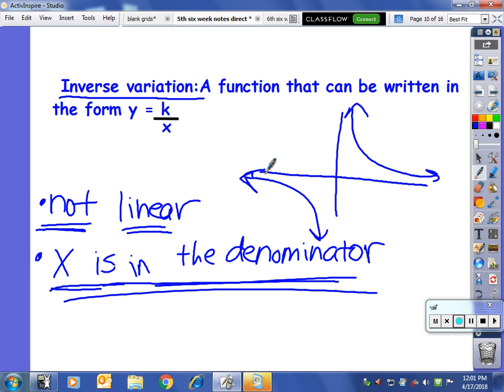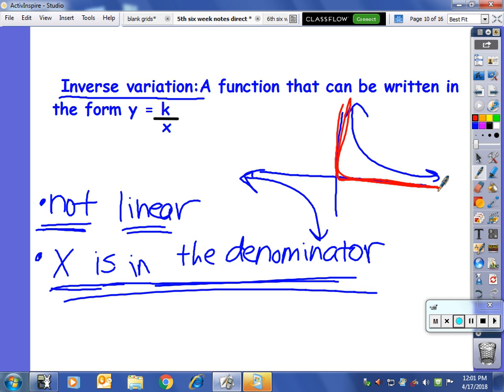It really has, I've never seen them ask about asymptotes on inverse variation. It really has 2 asymptotes. But the ones that we're going to deal with usually are attached to some kind of real life situation, and they usually only show you the part that's in the first quadrant, the positive inputs and outputs. But I want you to realize it's not linear. X is in the denominator, and that's pretty much where the similarities end.